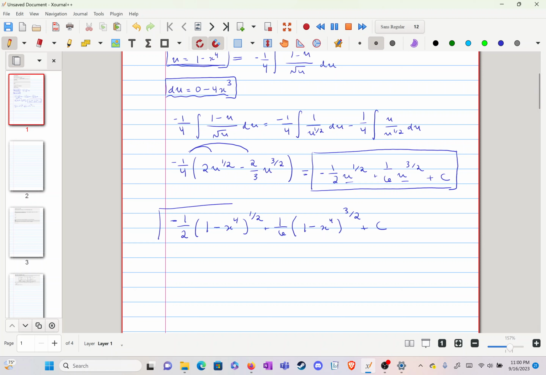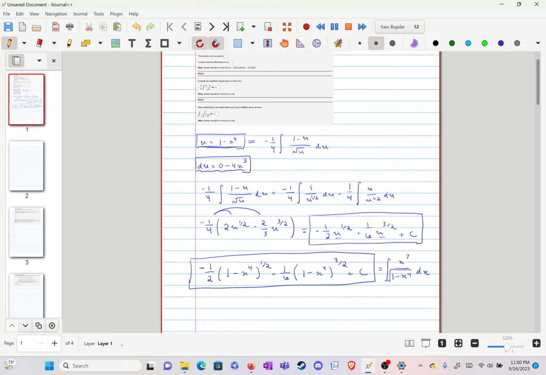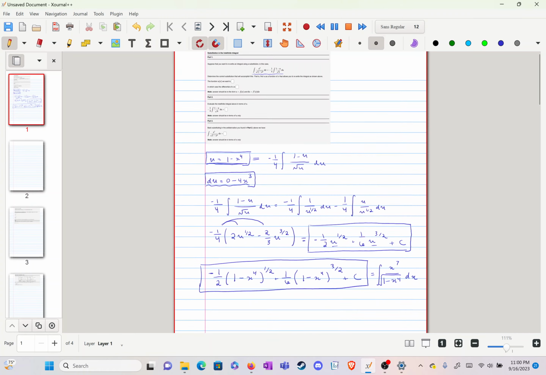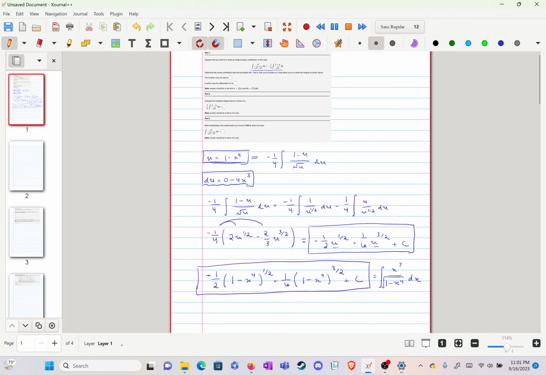And that is our answer. Oh, I should probably say what it's the answer to. It is the answer to the integral of x to the 7th times square root of 1 minus x to the 4th dx. Always got to be clear on what we're evaluating here. And that is the answer to this problem, and you're going to approach all the other problems like this. Alrighty.